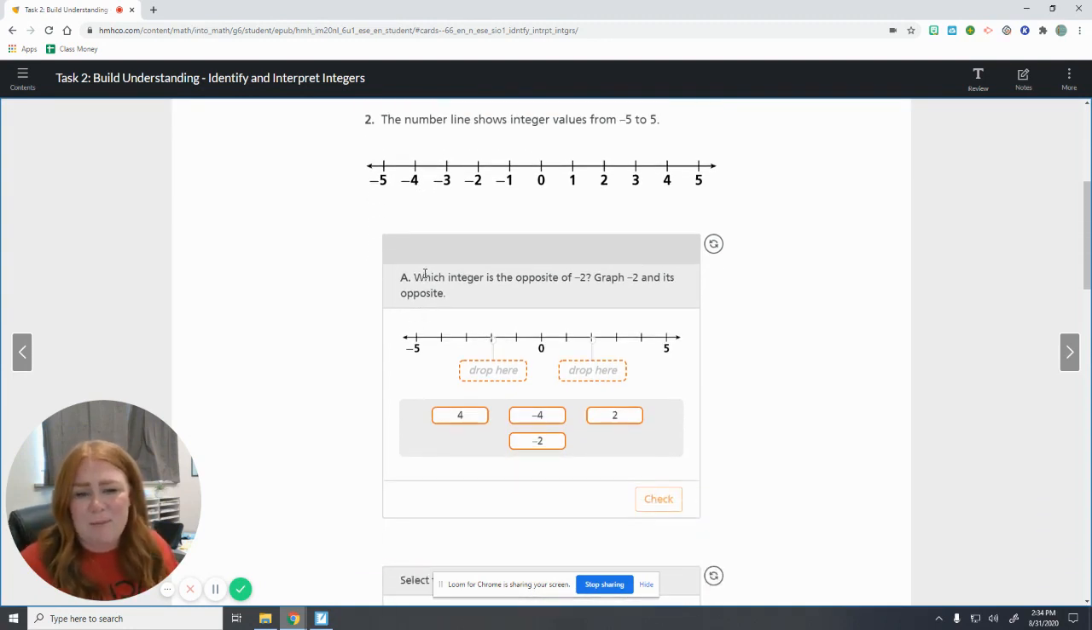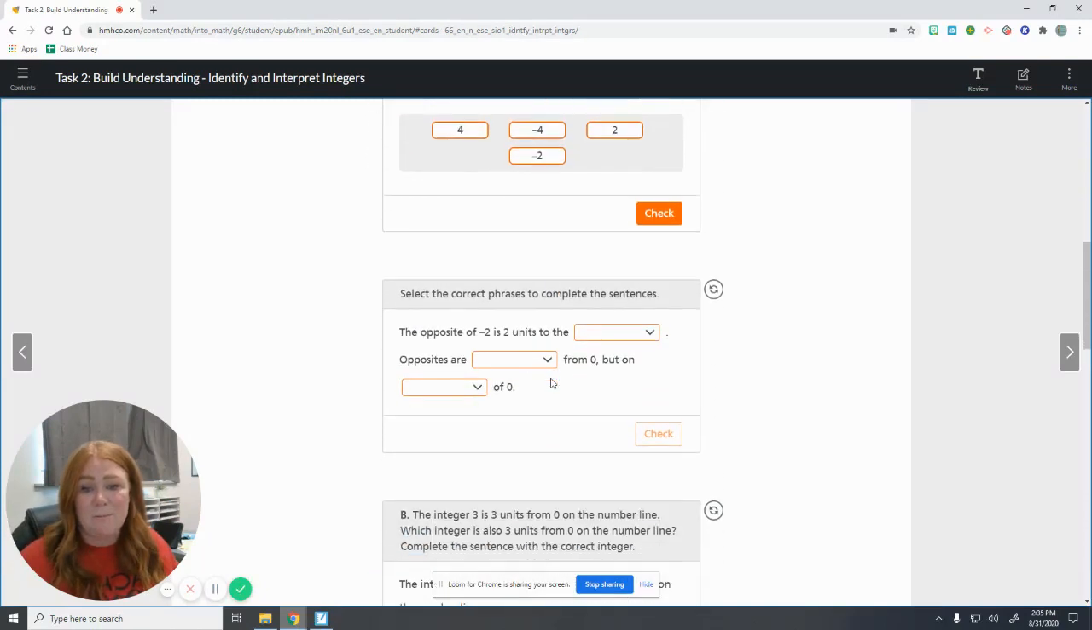So if we're looking at this problem here, which integer is the opposite of -2? So think about that. The opposite of -2 is going to go 2 in the opposite direction of 0. So we're going to drag here, goes -1, -2, and now I need to go 2 in that same distance, opposite direction, 1, 2. So these are considered opposites, same distance, opposite sides of 0.